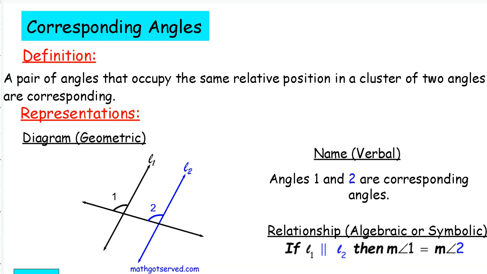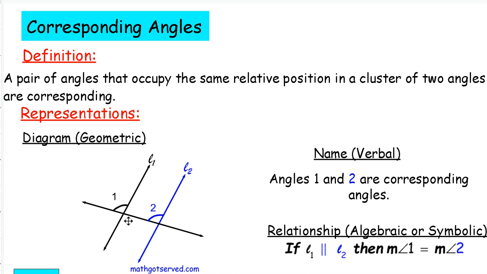All right, the next definition is corresponding angles. Now, what are corresponding angles? Well, a pair of angles that occupy the same relative position in a cluster of two angles are corresponding angles. If you take a look at the diagram we have right here, we have a geometric representation of corresponding angles. Now, think about this point that is a result of the intersection of L1 and the transversal, and this other point is the intersection of L2 and the same transversal.